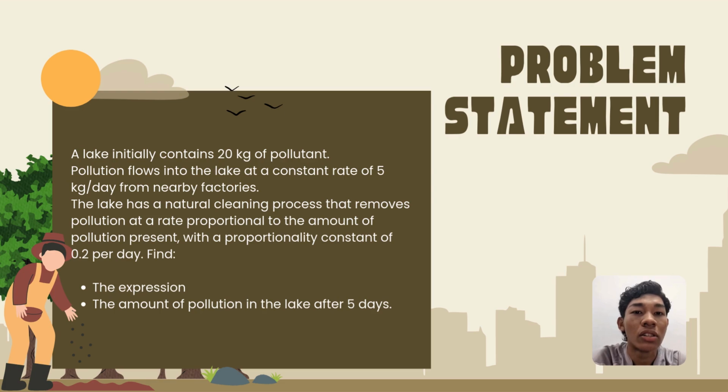A lake initially contains 20 kg of pollutant. Pollution flows into the lake at a constant rate of 5 kg per day from nearby factories. The lake has a natural cleaning process that removes pollution at a rate proportional to the amount of pollution present, with a proportionality constant of 0.2 per day. Firstly, find the expression, and second, the amount of pollution in the lake after 5 days.